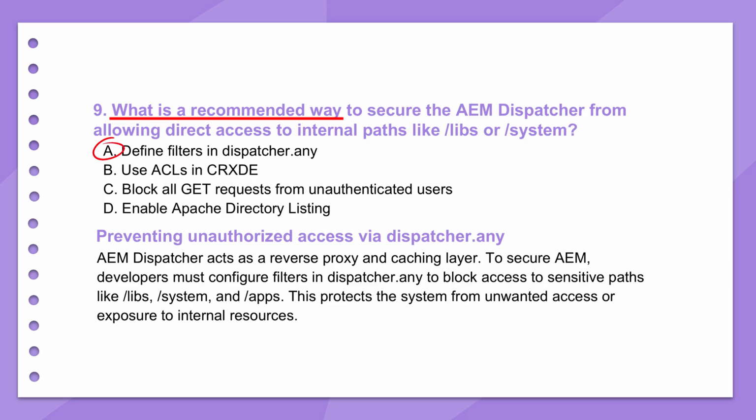Different layer of security. Yeah, blocking all GET requests from anonymous users. Well, that would break your public website entirely. No one could see anything. Oh, right. Bit too extreme. Definitely. And enabling Apache directory listing. That's actually a huge security risk. It lets anyone browse the file structure on your web server. You absolutely want that turned off. Okay, so that's a definite no-no. Big no-no. So yeah, dispatcher filters are the purpose-built, recommended way to lock down access to those internal paths from the outside world. Dispatcher filters. Got it. The primary line of defense for the publish environment.